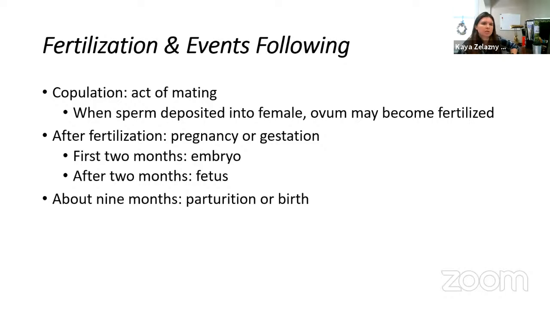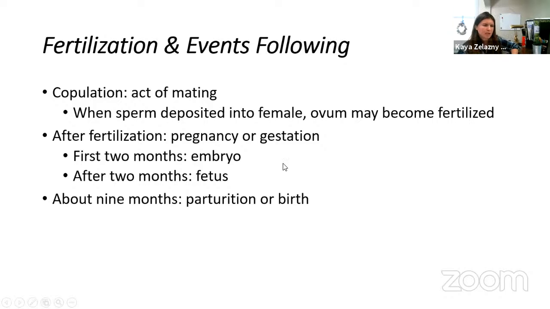So we also want to make sure that we understand copulation, so the act of actually mating in order to produce offspring. So we'll talk about how sperm get deposited. And when we move to the female reproductive system, we'll talk about what happens when ova become fertilized and how that would work.